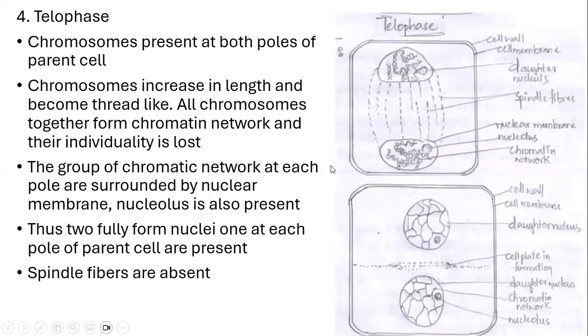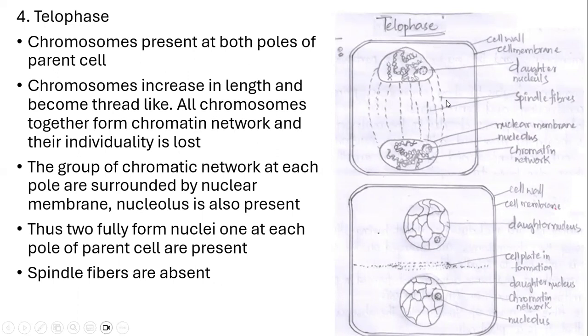Telophase represents the last phase of the mitotic division. The chromosomes are present at both poles of the parent cell. The chromosomes begin to increase in length and become thread-like. All the chromosomes together form a chromatin network, and they lose their individuality here, so that we are not able to distinguish the individual chromosomes.